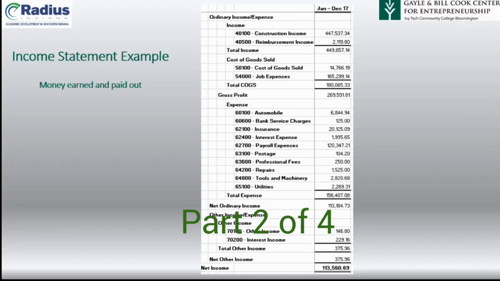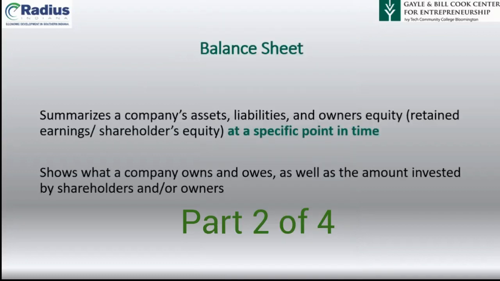Let's move on to the balance sheet. All right, as I mentioned, the income statement covers money coming in and going out over a period of time. The balance sheet is something completely different, as you can imagine. The balance sheet summarizes the company's assets, liabilities, and owner's equity, or retained earnings, shareholders' equity, at a specific period of time.